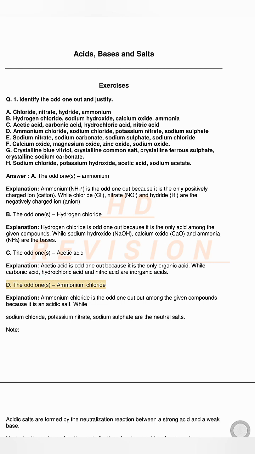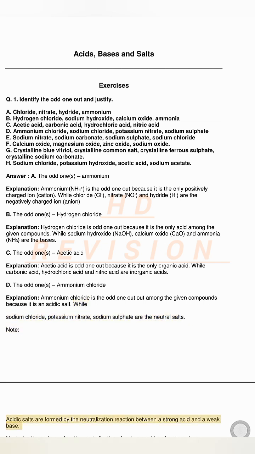D. The odd one is ammonium chloride. Explanation. Ammonium chloride is the odd one out among the given compounds because it is an acidic salt, while sodium chloride, potassium nitrate, and sodium sulfate are the neutral salts.